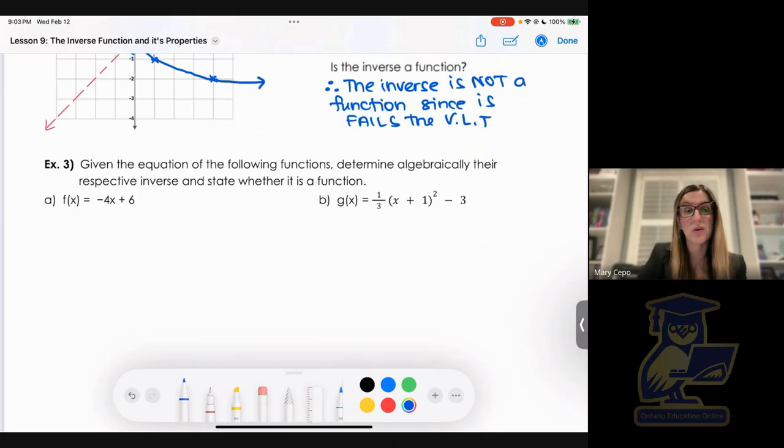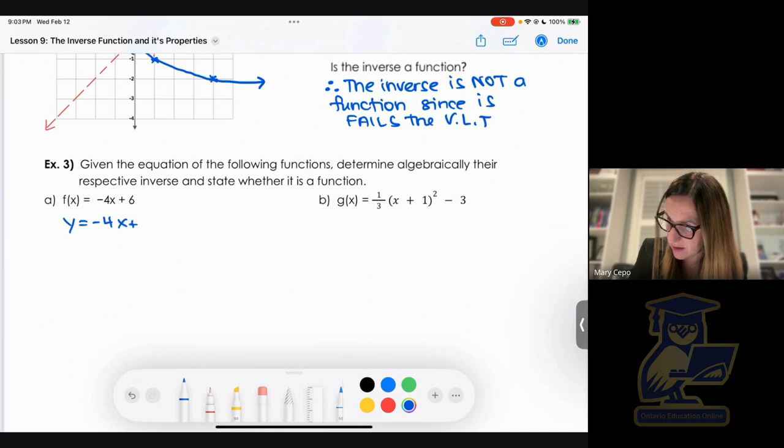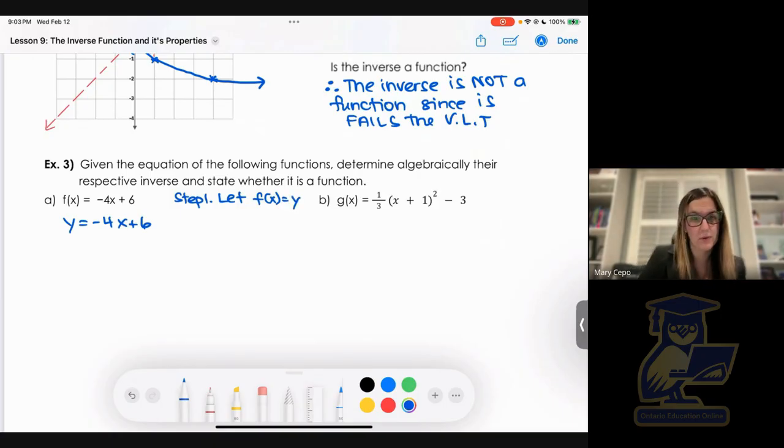Now, when we are determining the inverse, we need to make sure that we follow certain steps. The first thing we want to do: we know f of x represents y, so we express it as y, because f of x and x can start getting confusing. So y is equal to negative 4x plus 6. Step 1, let f of x equal y. That just simplifies things for us, okay?